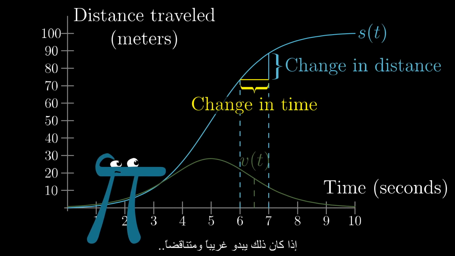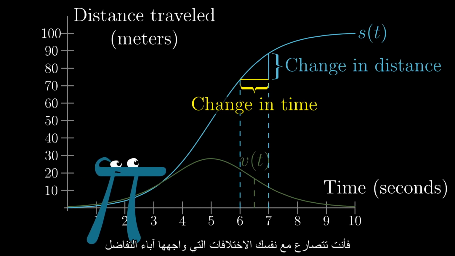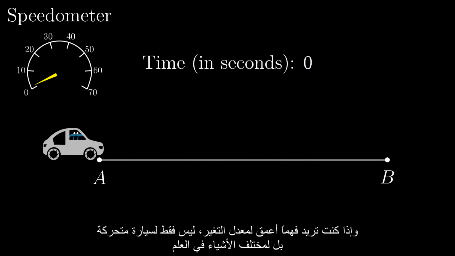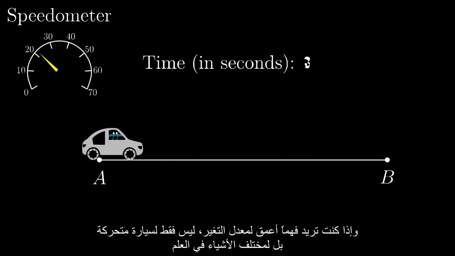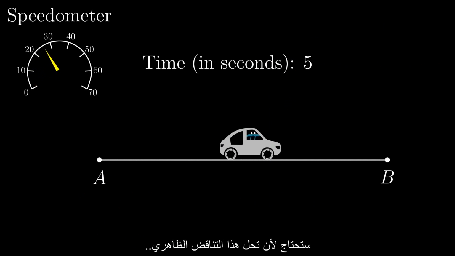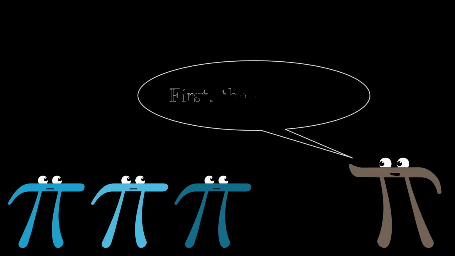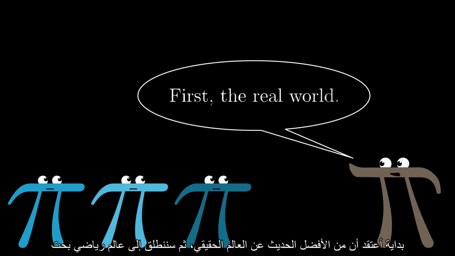If that feels strange and paradoxical, good! You're grappling with the same conflicts that the fathers of calculus did. And if you want a deep understanding for rates of change, not just for a moving car, but for all sorts of things in science, you're going to need to resolve this apparent paradox. First, I think it's best to talk about the real world, and then we'll go into a purely mathematical one.